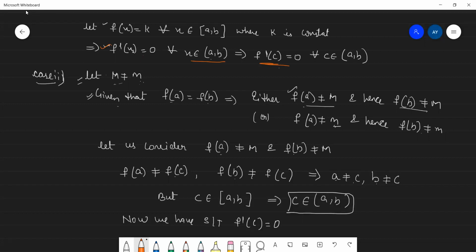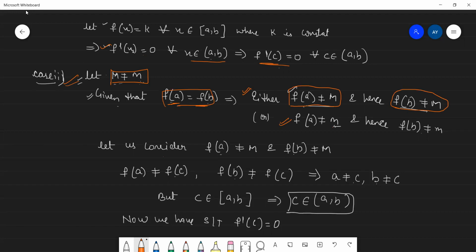Now moving on to case 2. What is case 2? We have to assume M is not equal to m. That is, what is condition 3? f(a) equals f(b). So now here we should either assume f(a) is not equal to the capital M. That means, as these both are equal, we will get f(b) is not equal to M, and the same with the infimum case.